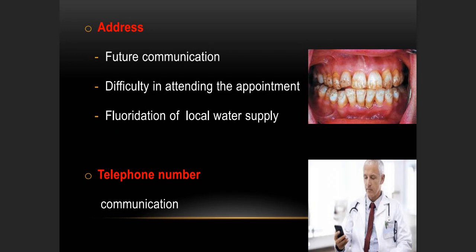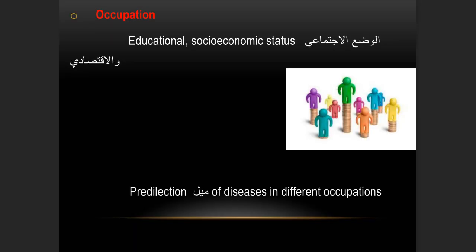Telephone number, of course, for communication, you need the telephone number of a patient. Occupation, you should know the educational status of the patient as well as the socioeconomic status so that you can give the proper treatment planning to the patient. There are various options in dental treatment. Certain options are cheaper when it comes to money, and certain options are a little costlier. So it depends on the socioeconomic status of the patient. You can advise him accordingly.